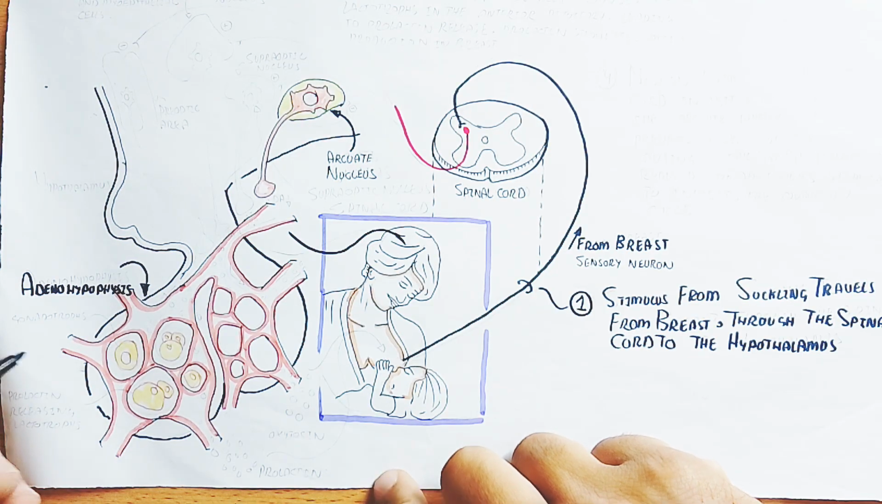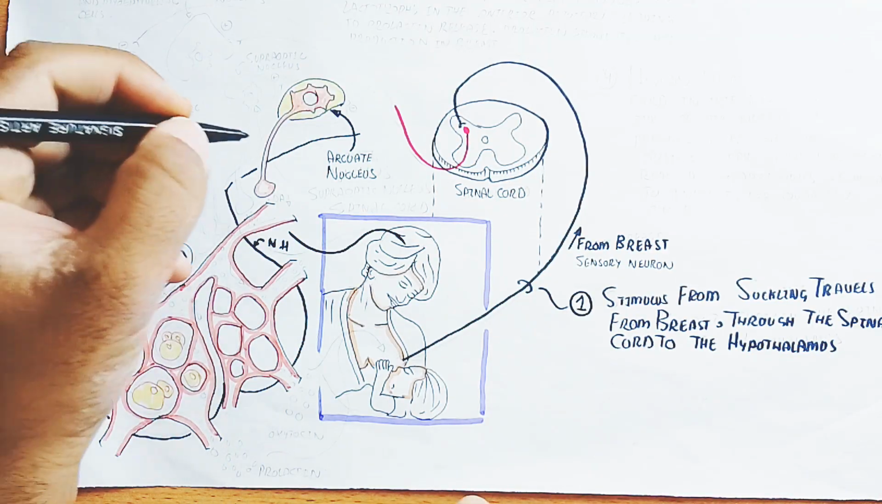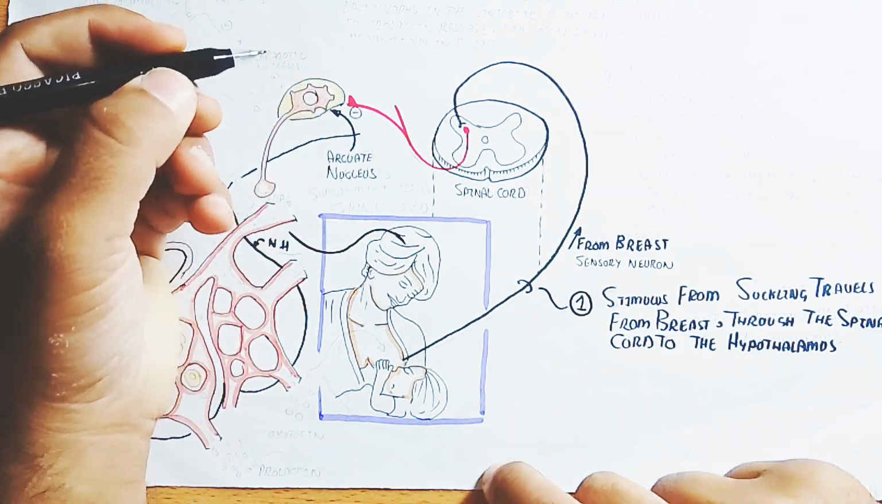Remember first, this is the adenohypophysis and neurohypophysis. Adeno means the anterior, and neurohypophysis means the posterior lobe of the pituitary gland.